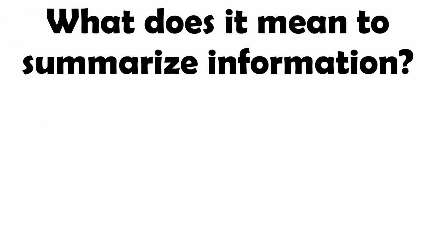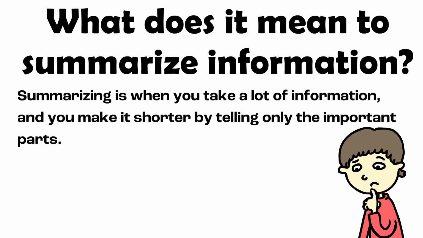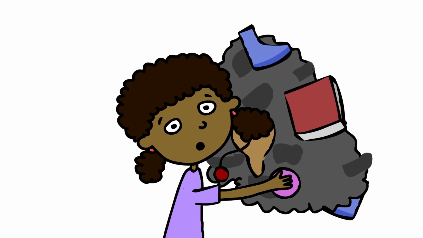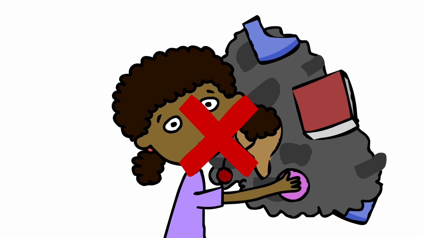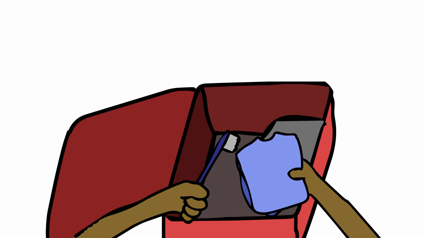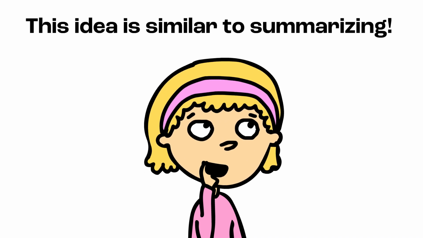So, what does it mean to summarize information? Summarizing is when you take a lot of information and you make it shorter by telling only the important parts. Imagine that you're packing for a trip and you only have a small suitcase. You wouldn't take every toy, every piece of clothing, or all your books. No, you would probably take the important things, like your toothbrush, a couple of clothes, and maybe your favorite toy. This idea is similar to summarizing.